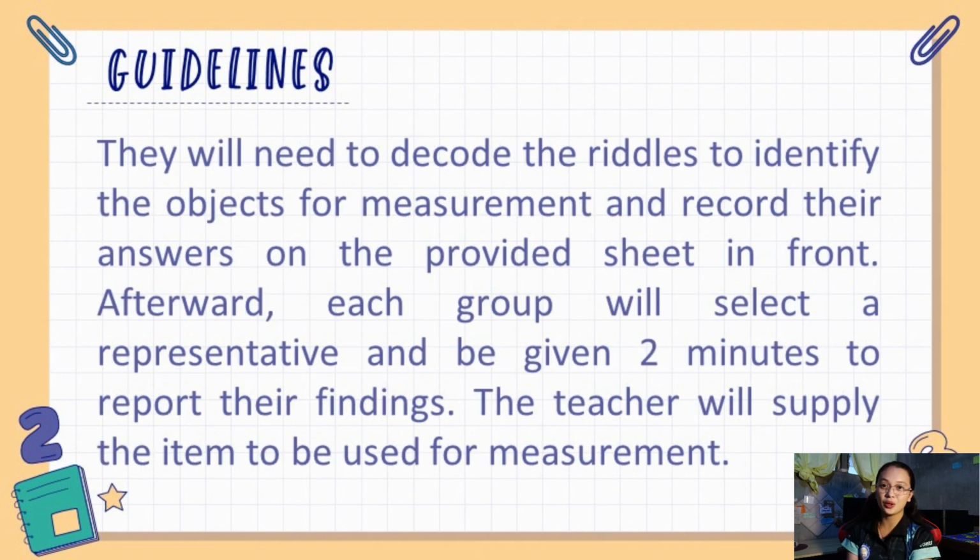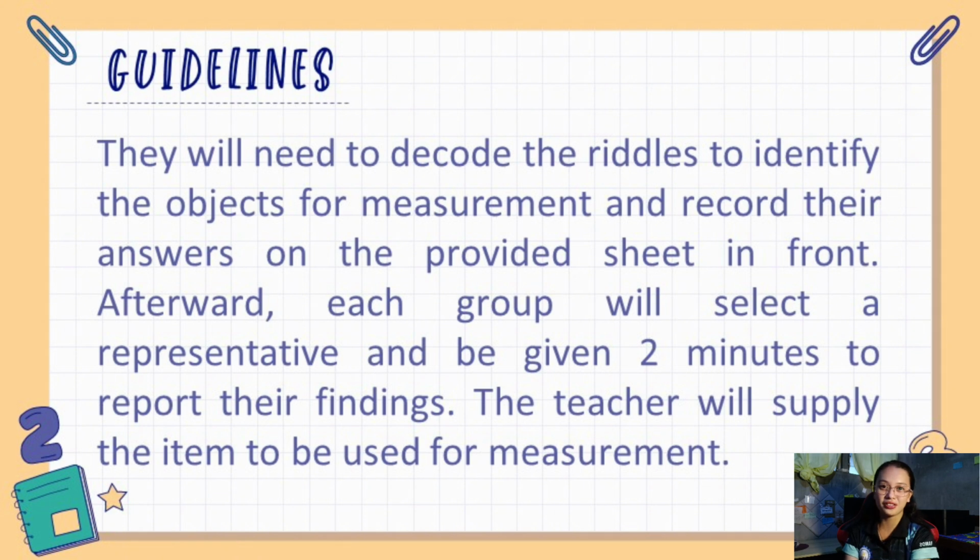They will need to decode the riddles to identify the objects for measurement and record their answers on the provided sheet in front. Afterwards, each group will select a representative and be given 2 minutes to report their findings. The teacher will supply the items to be used for measurement. For example, if the riddle one's answer is a door, then they will measure the length and width of the door either using meters and inches or centimeters and feet.